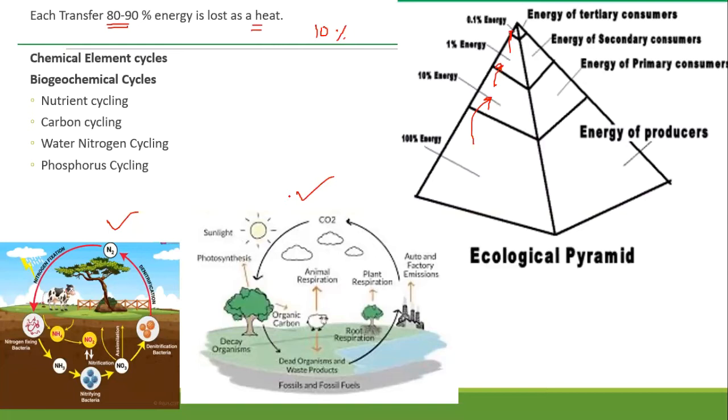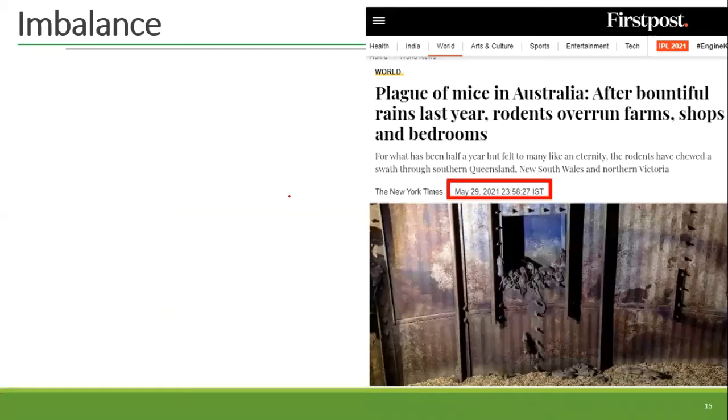At this point, please remember that interaction is very important, right? Everyone is dependent on each other. What happens when this balance, when this cycle is broken somewhere, when there is imbalance in the system? This is a very latest report for you. This report is from May 29th, so just 7 days back, you can say.